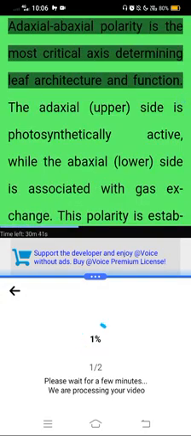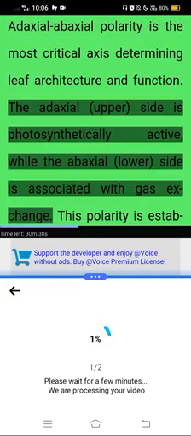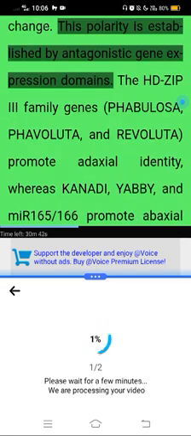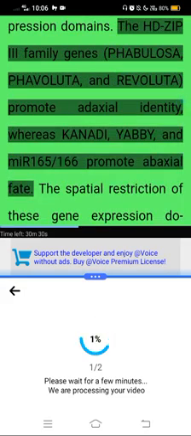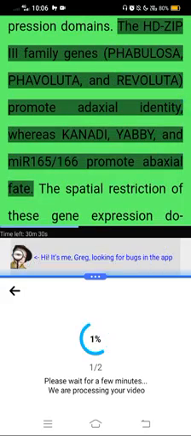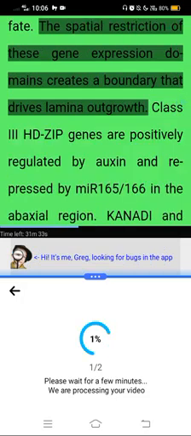Adaxial-abaxial polarity is the most critical axis determining leaf architecture and function. The adaxial upper side is photosynthetically active, while the abaxial lower side is associated with gas exchange. This polarity is established by antagonistic gene expression domains. The HD-ZIP III family genes PHABULOSA, PHAVOLUTA, and REVOLUTA promote adaxial identity, whereas KANADI, YABBY, and miR165/166 promote abaxial fate. The spatial restriction of these gene expression domains creates a boundary that drives lamina outgrowth.